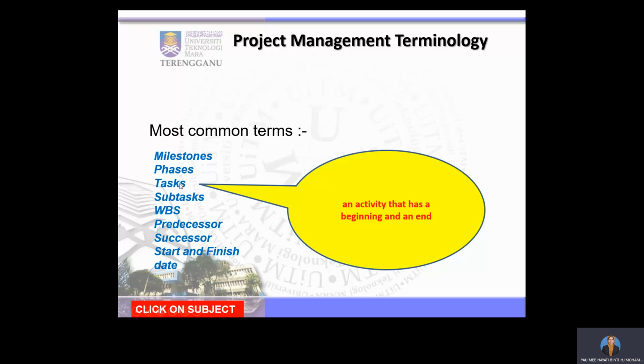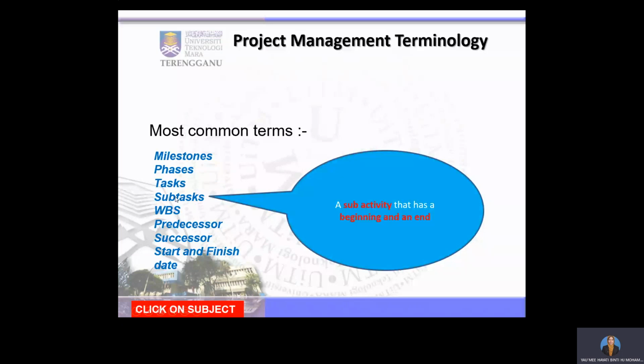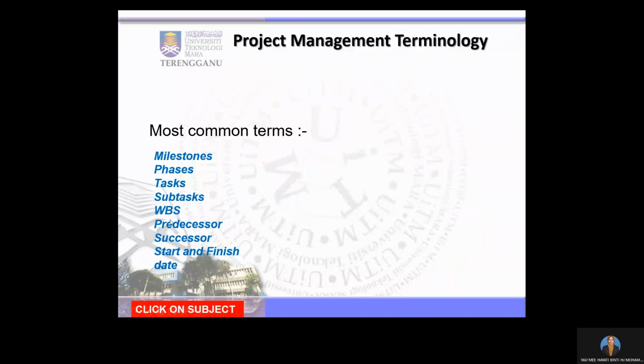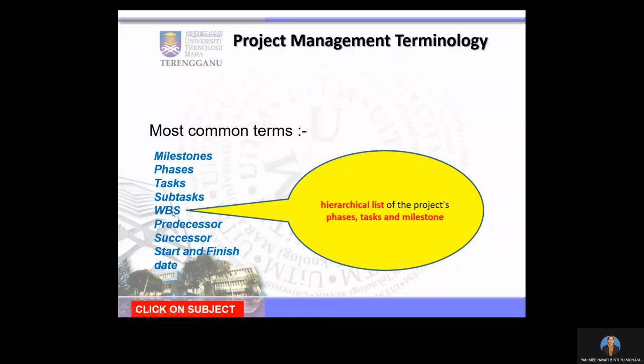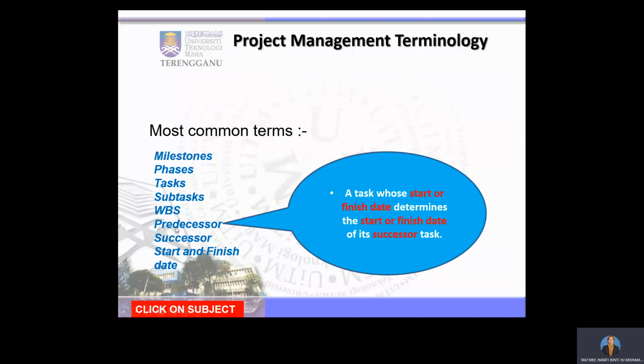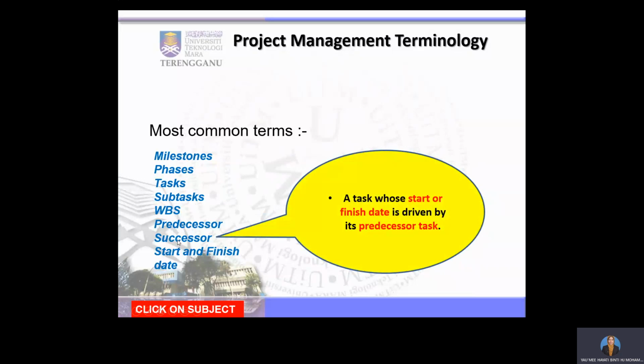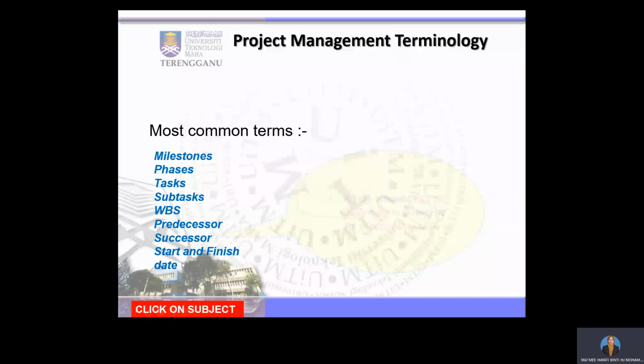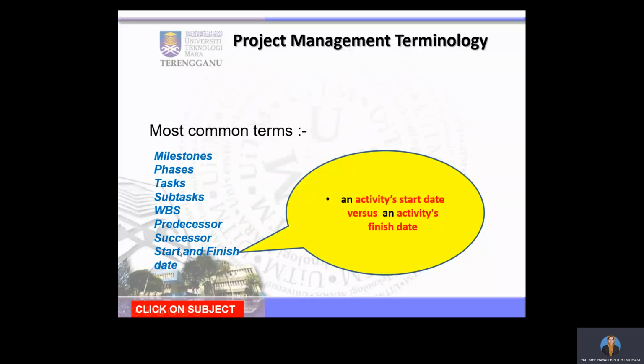Tasks: an activity that has a beginning and an end. Subtask: a sub-activity that has a beginning and end. WBS, or work breakdown structure, is a hierarchical list of the project phases, tasks, and milestones. Predecessor: a task whose start or finish date determines the start or finish date of its successor task. Successor: a task whose start or finish date is driven by its predecessor task. Start and finish date: an activity's start date versus its finish date.